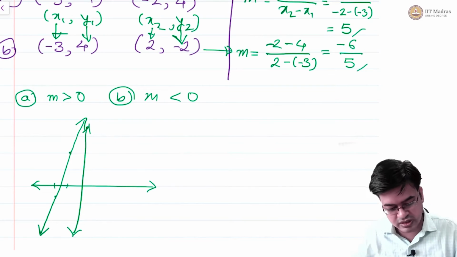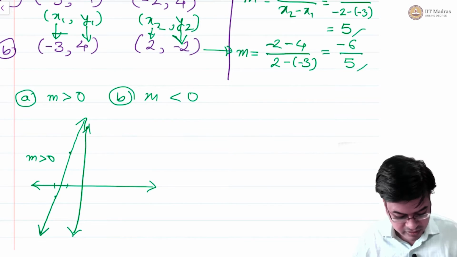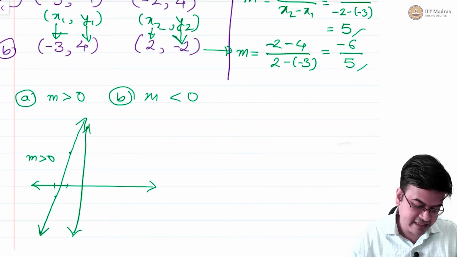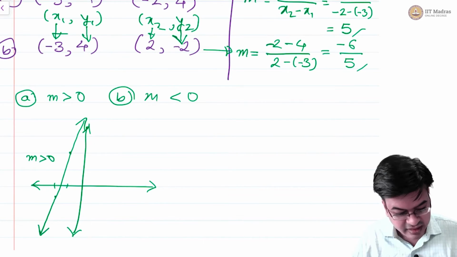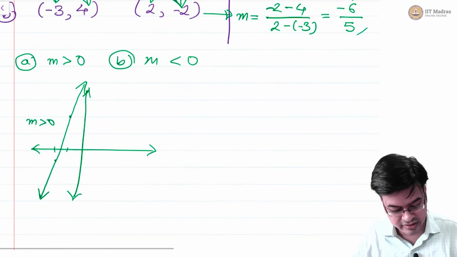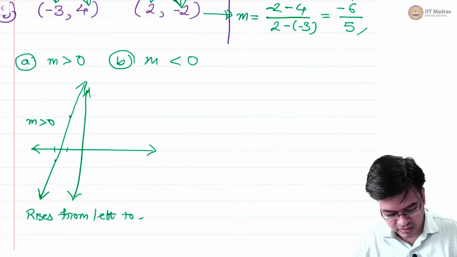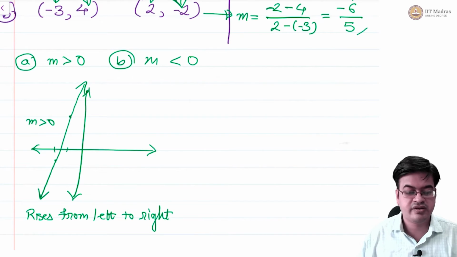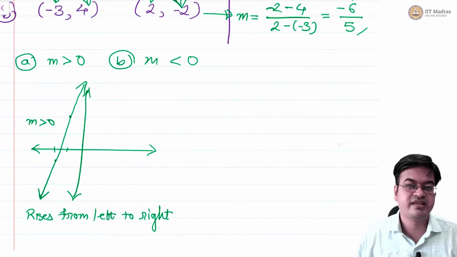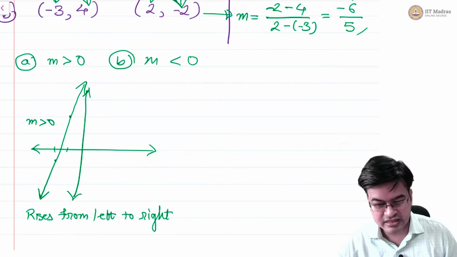So this is the line with slope m greater than 0, that is a positive slope, and therefore anything that has a positive slope will have this kind of feature. That means the line actually rises from left to right. This is the feature. So if you get a line with a positive slope and you are seeing the rise is from right to left, then there is some problem. So this is one verification factor as well.